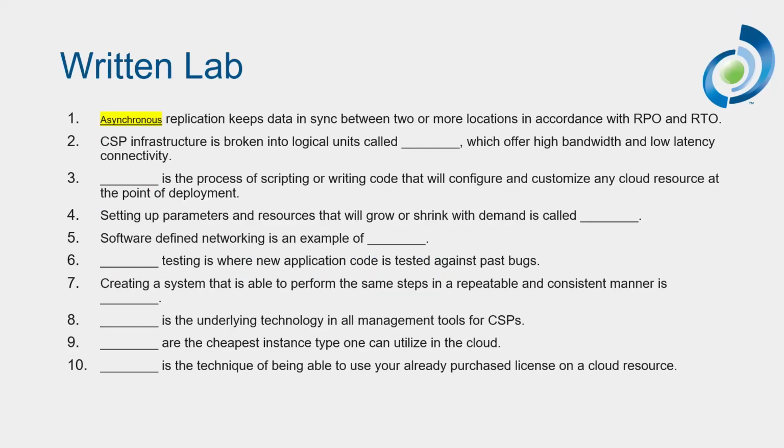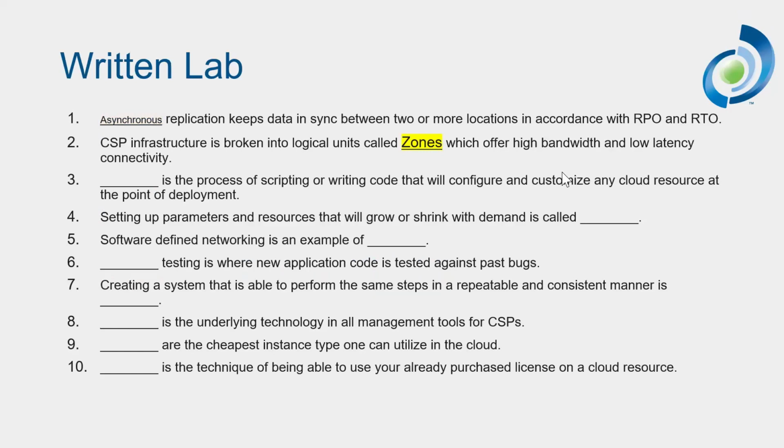Asynchronous. The CSP's infrastructure is broken into logical units called blank, which offer high bandwidth and low latency connectivity. Zones. Blank is the process of scripting or writing code that will configure and customize any cloud resource at the point of deployment. Bootstrapping.